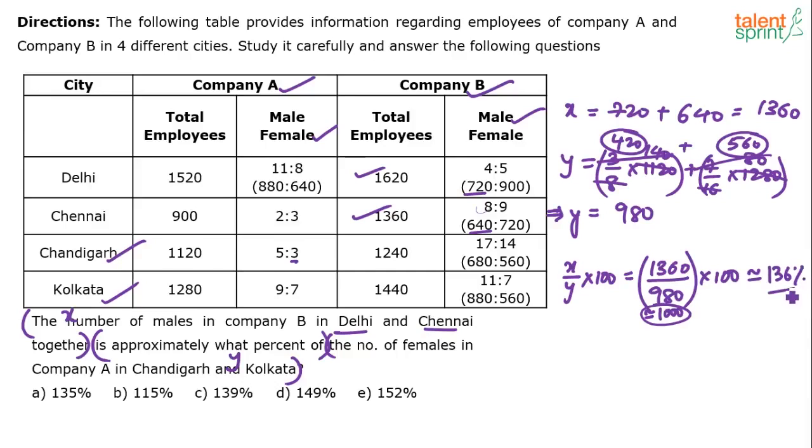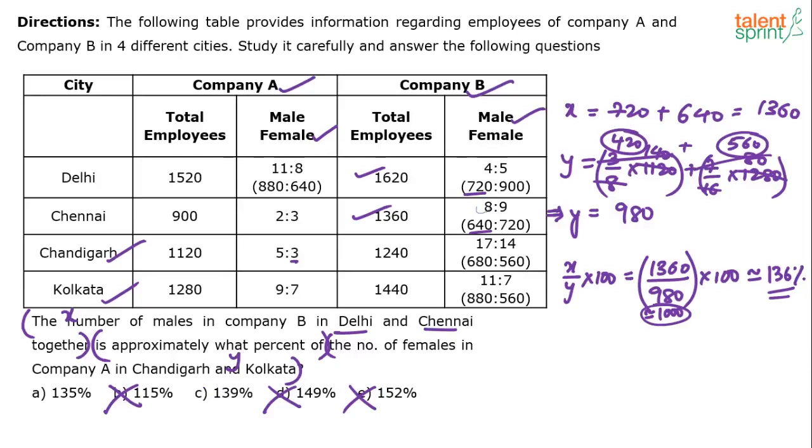136%. Look at the options. Find out which options are close to 136%. Option A, 136%, very close. Option B, no. Option C also is close to 136%. Option D, no. Option E, no. So one verification tells me that options B, D and E are wrong. Answer should either be option A or option C.